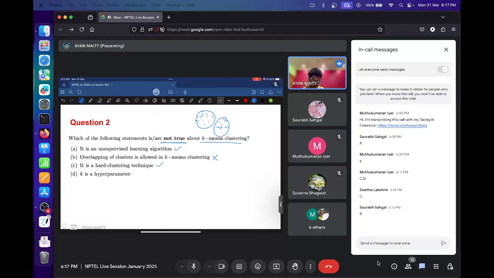And the final option is k is a hyperparameter. This is also true. You have to decide the value of k before you start training the algorithm. So this is not really a parameter of the learning algorithm because you cannot change it during the training process. You have to set it before you start the training process of k-means clustering. So option D is also correct. The only false option is that overlapping of clusters is allowed in k-means clustering, option B. So option B is the correct answer.